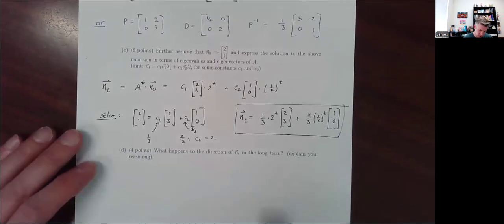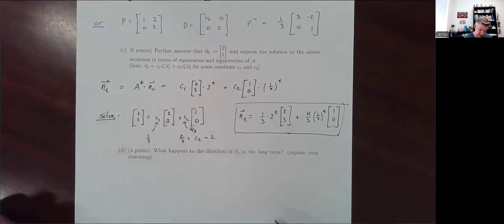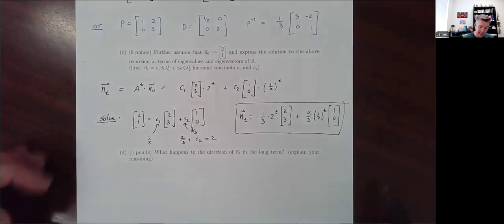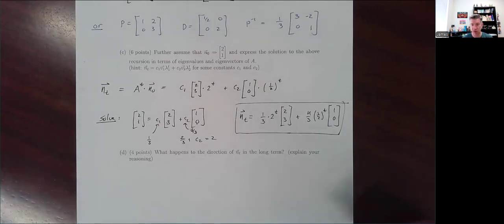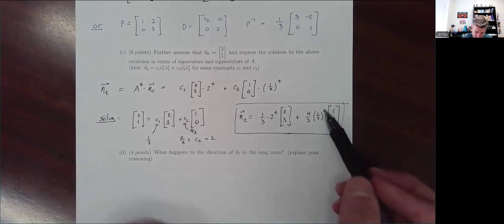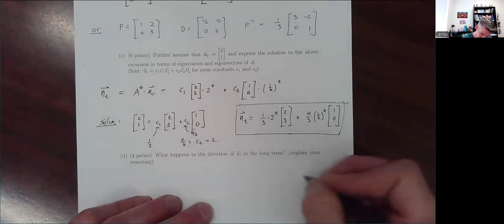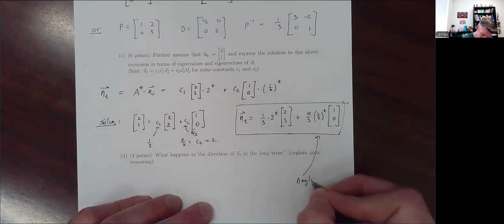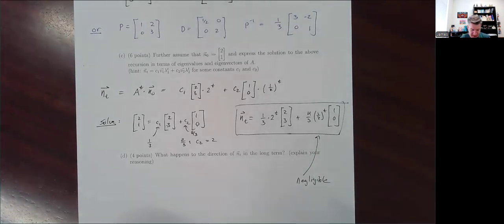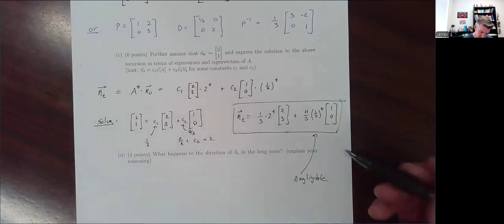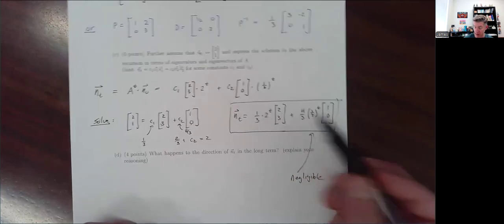And the last part being this, what happens to the direction of N_t in the long term? This question is something we didn't really address in class, but what we're really asking is, as you let t go on and on, what's happening to your population size? As t goes on and on, this 1/2 to the t power gets smaller and smaller. So that part becomes negligible. And then this part here is going to dominate. This 2 to the t is going to take over. So in the long term, the direction is going to point in the direction of the 2, 3 vector.